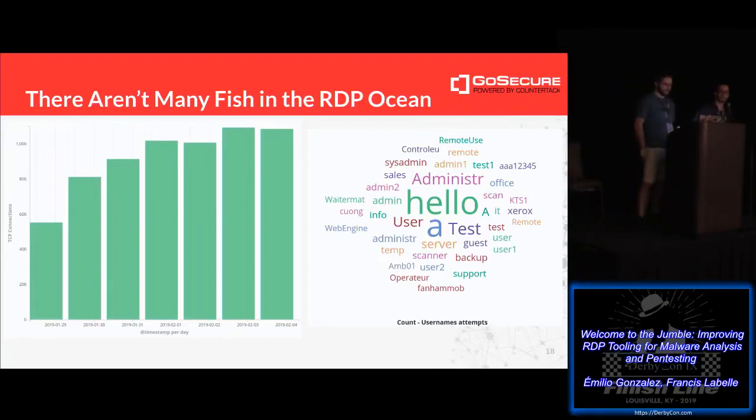We had some credential brute force. You can see there some of the usernames that have been tried. Obviously, administrator, admin, admin2, stuff like that. You can see the most popular one is hello. Hello is simply a lovely name for a service scanner. So just to see if we're actually an RDP server.